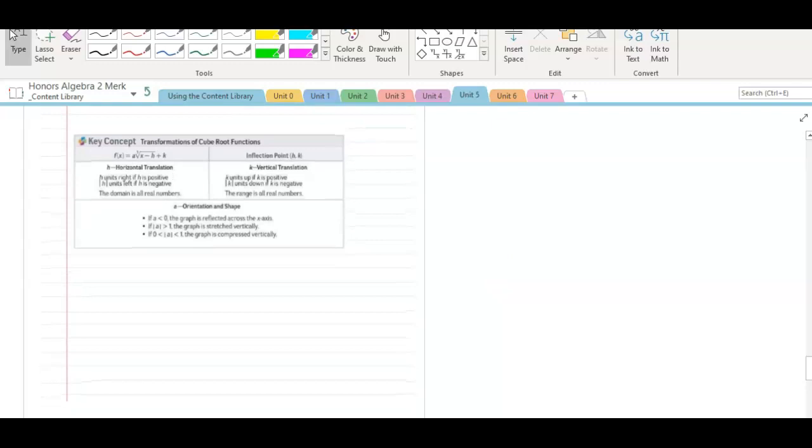Next video, we will learn the details about graphing cube root functions.